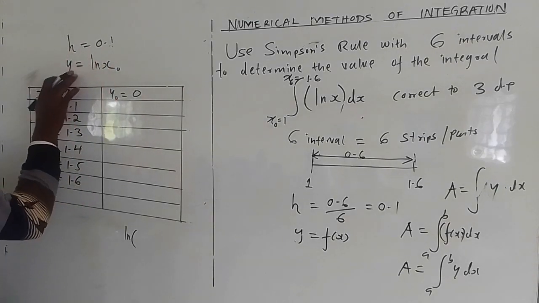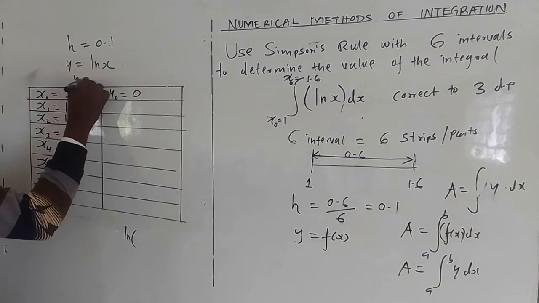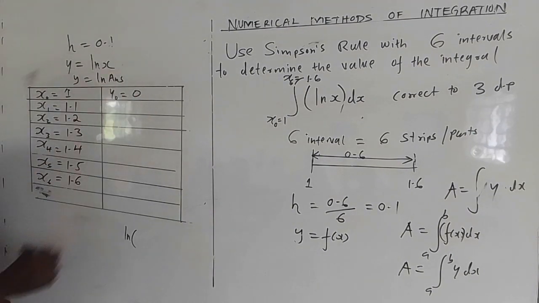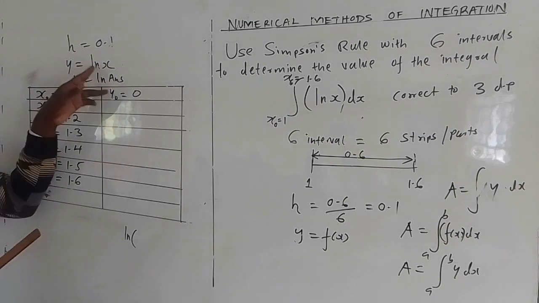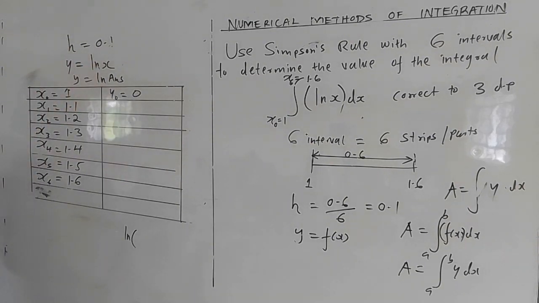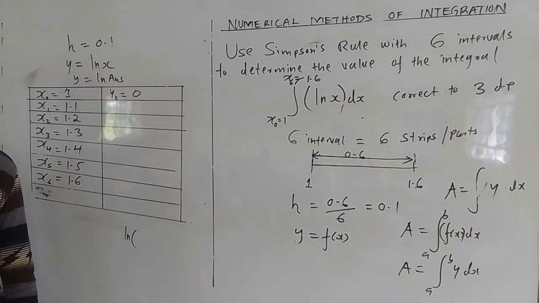So y0: y is ln of x, it means y is ln of the answer, because x is our answer, isn't it? So when our answer is 1, you go ln of 1. What do you get? 0. Then you press AC to clear, then you put 1.1 and press equals, then you replay it back, see there.